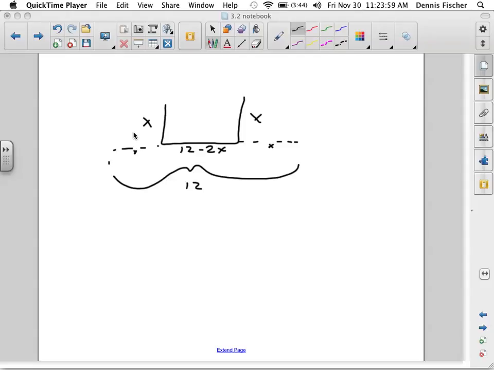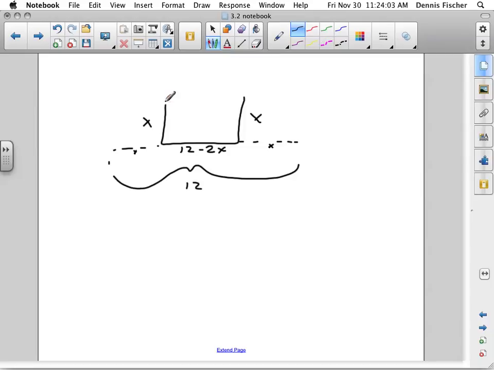Inside here is a rectangle. So from here to here. Now, how do you find the area of a rectangle? It's length times width. So my area is equal to length times width.